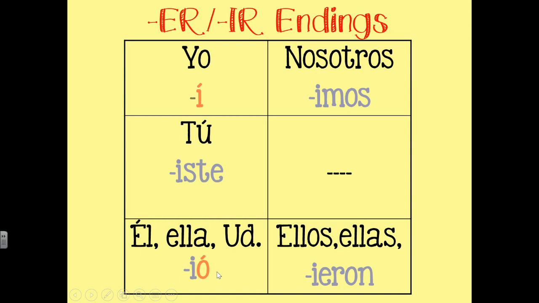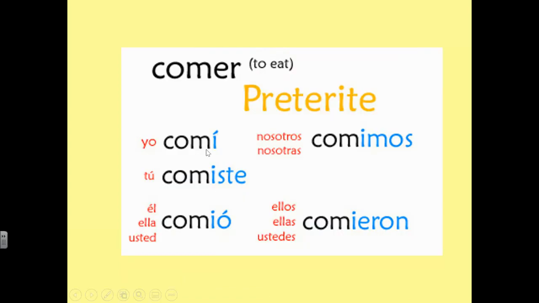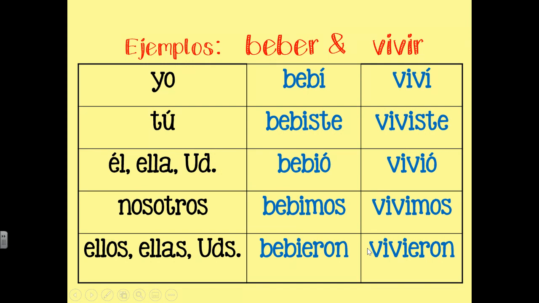Here's an example verb for you to copy down. This would be comer. So now we're saying I ate, you ate, he ate, we ate, they ate. So we have comí, comiste, comió, comimos, comieron. Two other examples, you can pick whichever one you want to copy. Beber, so I drank, you drank, would be bebí, bebiste, bebió, bebimos, bebieron. And then we have viví, viviste, vivió, vivimos, vivieron. That word means I lived, you lived.